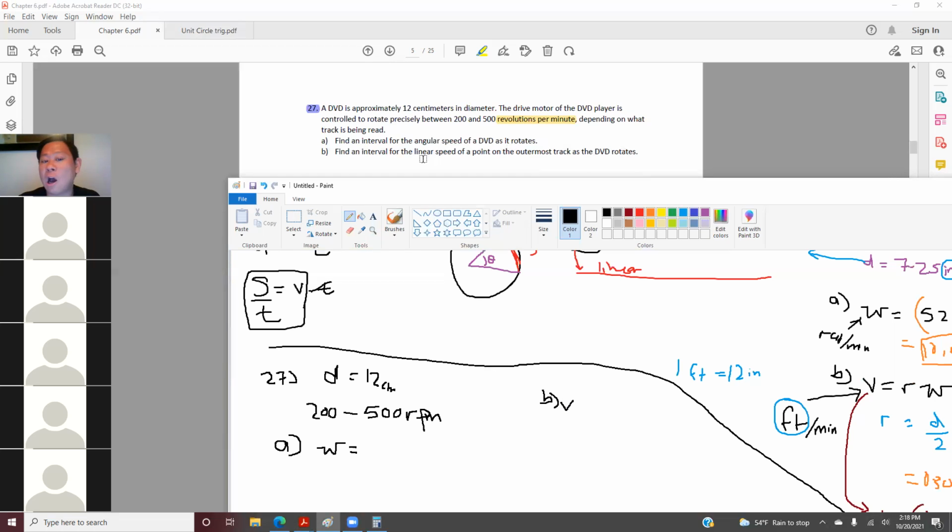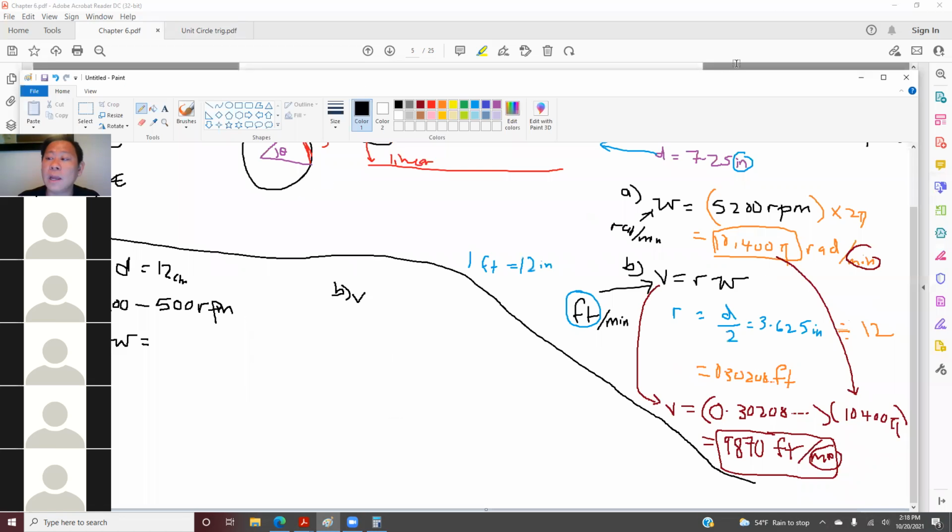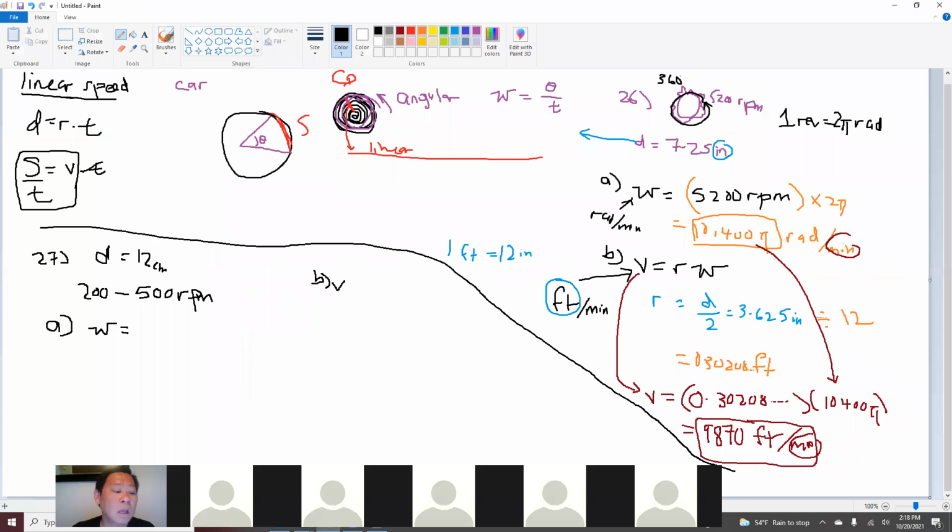Now this question did not mention what unit, so in this case you do not need to do conversion. That means it's going to be based on centimeters per minute, since the question did not ask us to convert. So go ahead, try to do this question now. The diameter is 12 centimeters, and the DVD player reads between 200 to 500 RPM. So how do you find your angular speed? It's very similar to part A here. Anyone here know how to do part A? 27A?